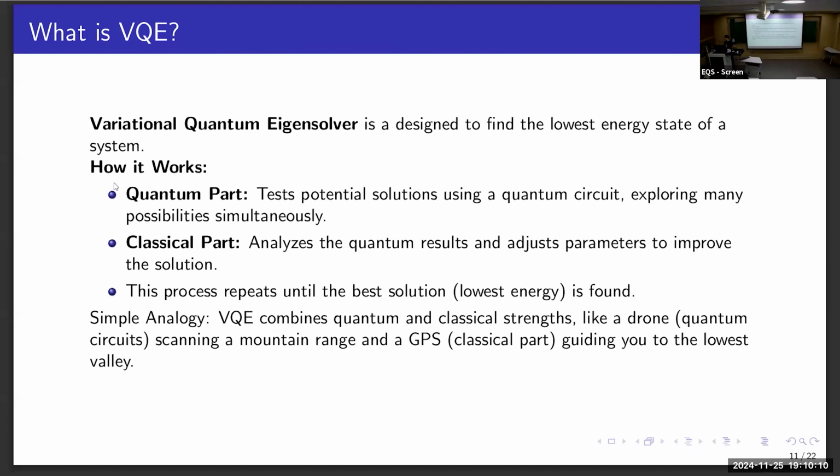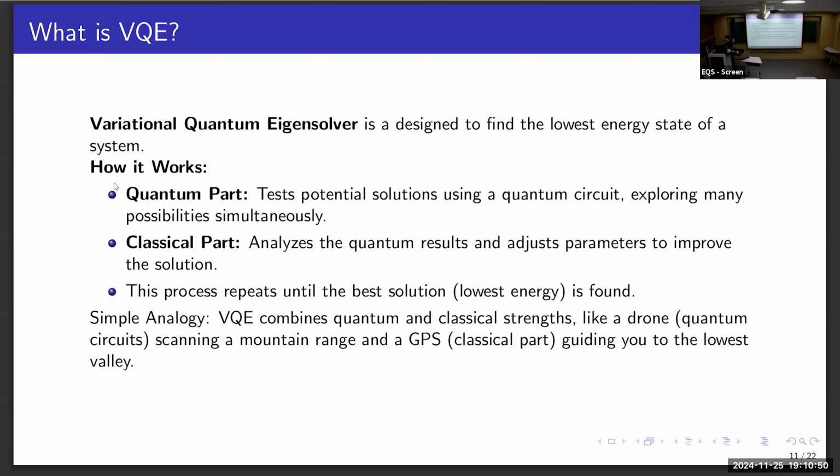Then we introduce the variational quantum eigensolver, which is a kind of VQA designed to find the lowest energy state of a system. So how it works is, the quantum part tests potential solutions using a quantum circuit, an ansatz, exploring many possibilities simultaneously, and the classical part adjusts parameters to improve the solution. So this process repeats until the best solution, which is lowest energy, is found.